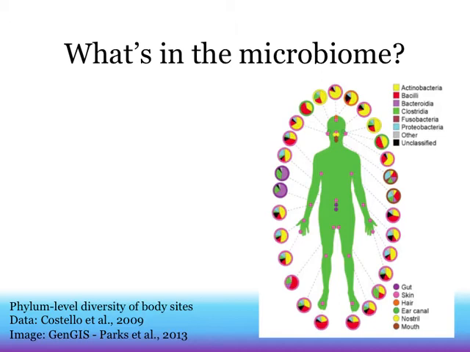So here's an example. This is the famous Costello study from 2009, where they used 16S to profile about 32 different body sites, right? Including the gut microbiome, for which poop is the usual proxy. Lots of different skin sites, lots of various sites on and in your face, and so on. And you can see with little pie charts there that the colors represent different, in this case, taxonomic classes or phyla. And you look at the skin sites, and they tend to be dominated by actinobacteria.